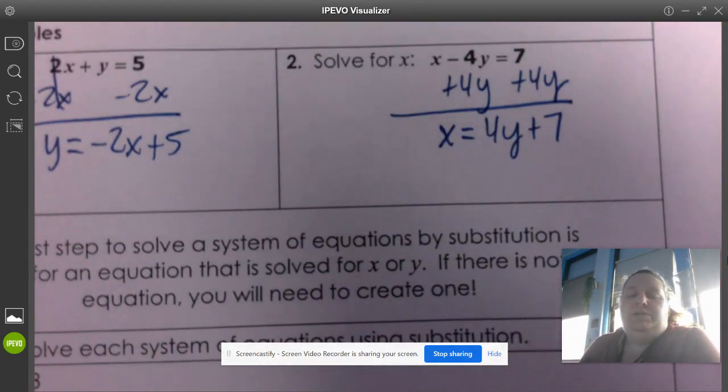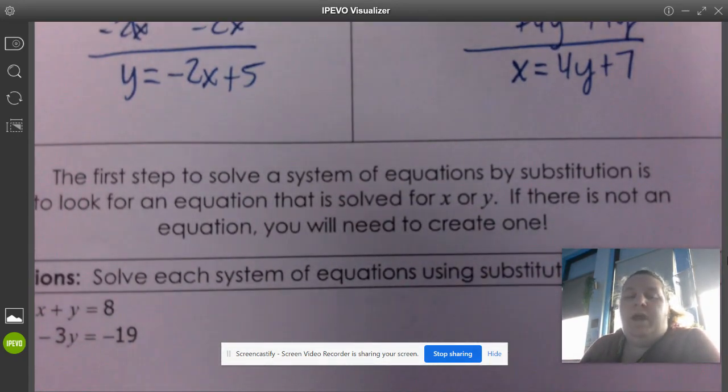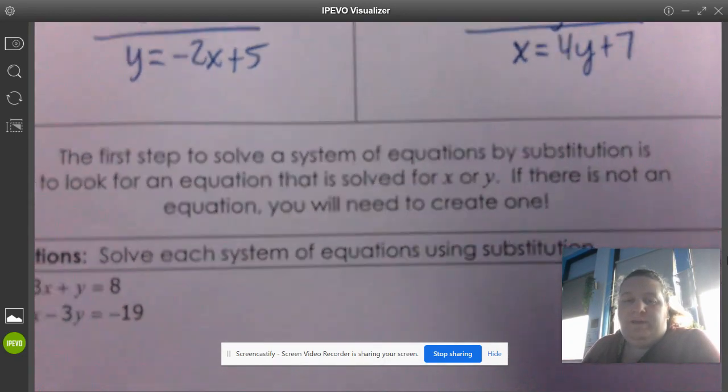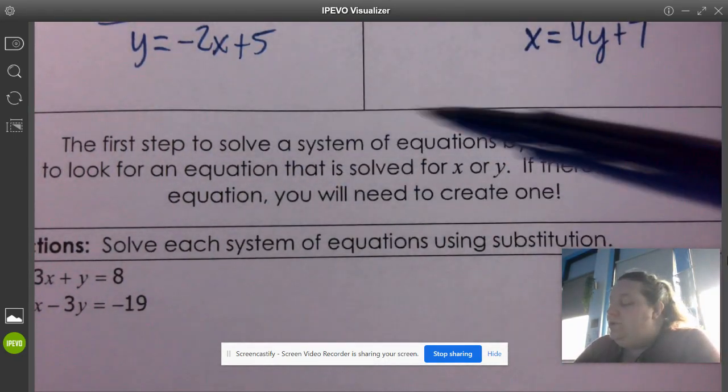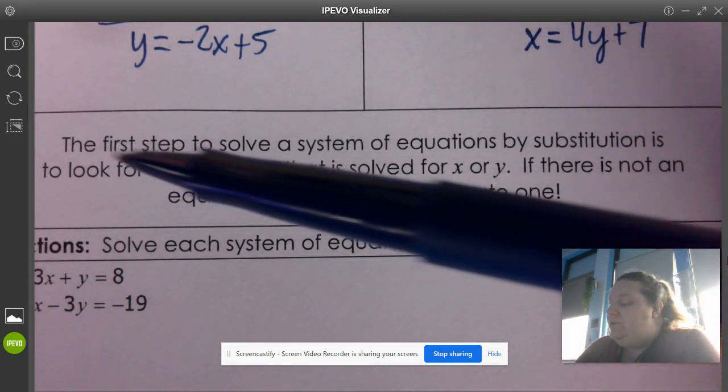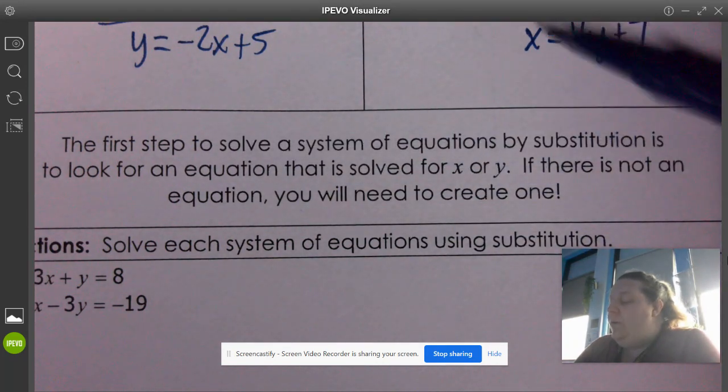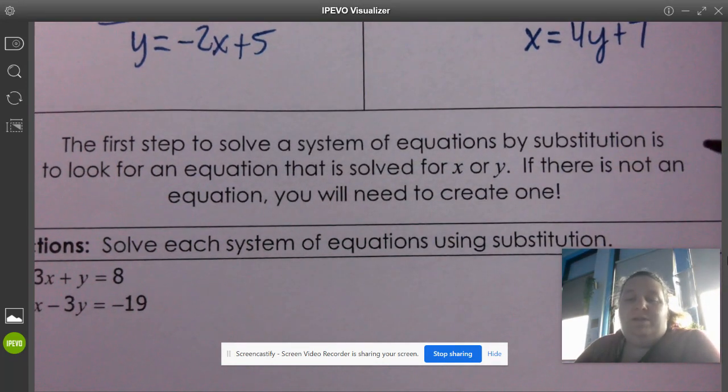So we're going to need to use that concept today of solving for x or y before we can finish solving systems. So the first step to solve a system of equations by substitution is to make sure that an equation is solved for x or y. If there is not an equation, you will need to create one.